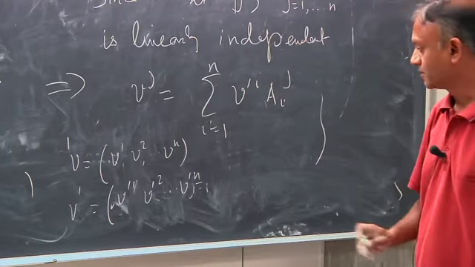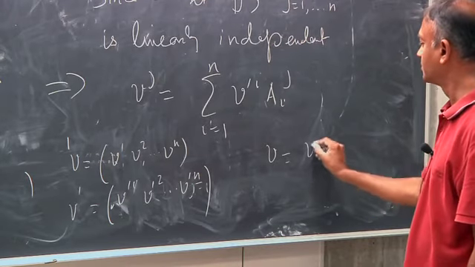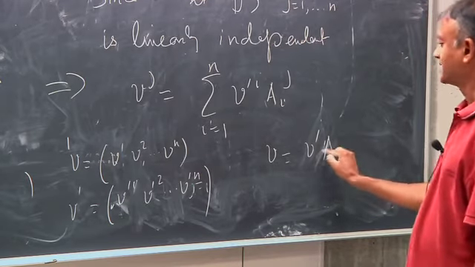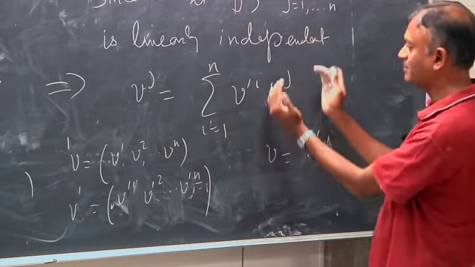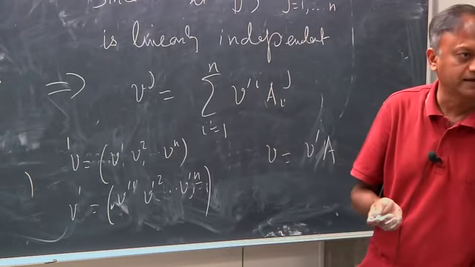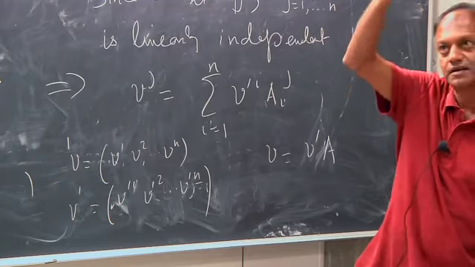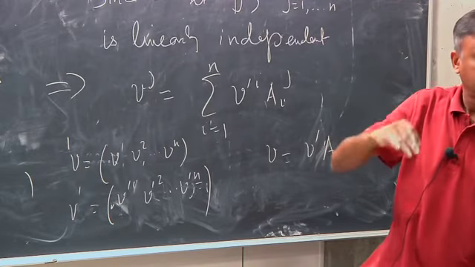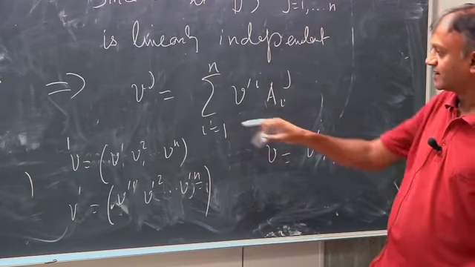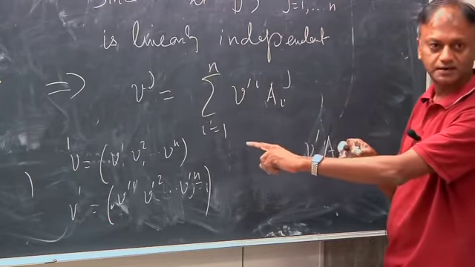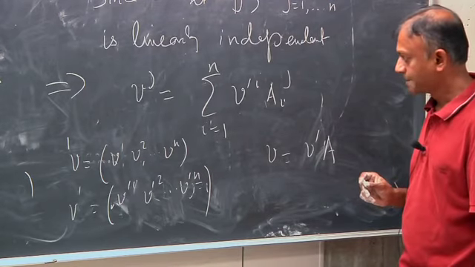Then you can write this equation as a matrix equation, V equal to V prime times A, as a matrix multiplication. You take this row and multiply it with this n by n matrix with the usual matrix multiplication rule. You know how the rules are: you take the row of the first matrix and multiply it with the column. So this is just the matrix multiplication rule. Instead of writing all this long expression of sums and so on, you can write it very conveniently as a matrix equation.